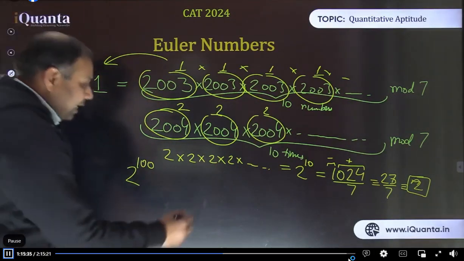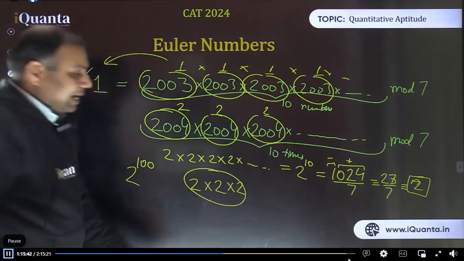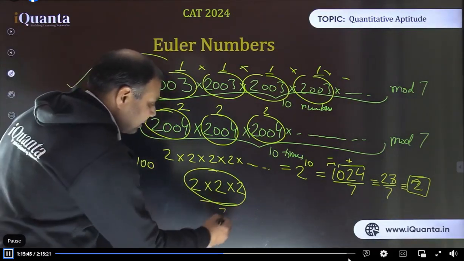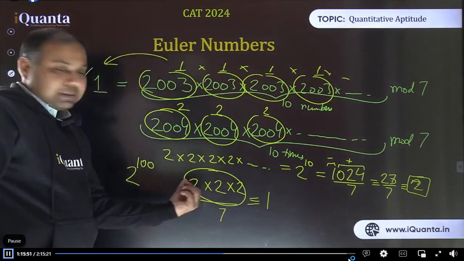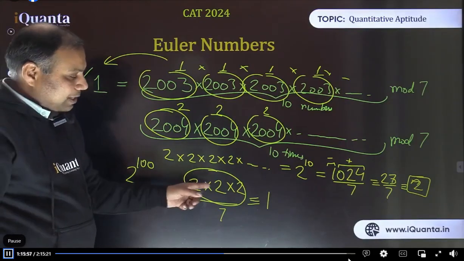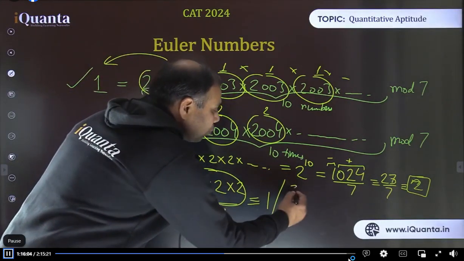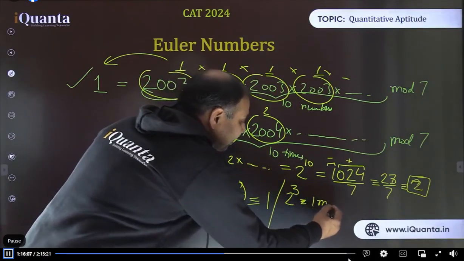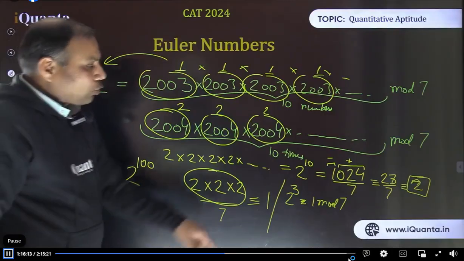2 power 3. See, if I take 2 multiplied with 2 multiplied with 2, that is 8. And when 8 is divided by 7, remainder is 1. Isn't it? Right? When we make a group of 3 2's together, yes, we can make a pair like this. So group like this, 2 into 2 into 2, that is 8. 8 when divided by 7 gives remainder 1. Or in other words, I can say that 2 cube is 1 mod 7. 2 cube when divided by 7 gives remainder 1. Right? That's simple thing.